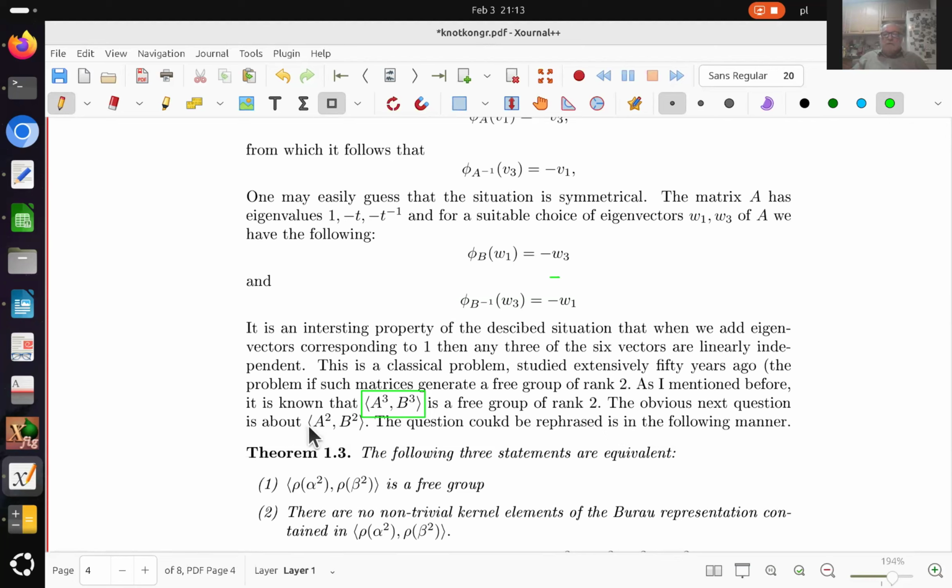is that true for A square, B square, for the group generated by A square, B square? Now, surprisingly, it is much more difficult, and we do not have an answer to this yet, but I would like to show you some observations, some calculations, some experimental data concerning this problem.